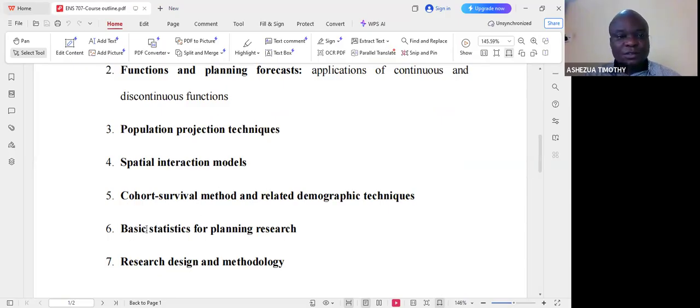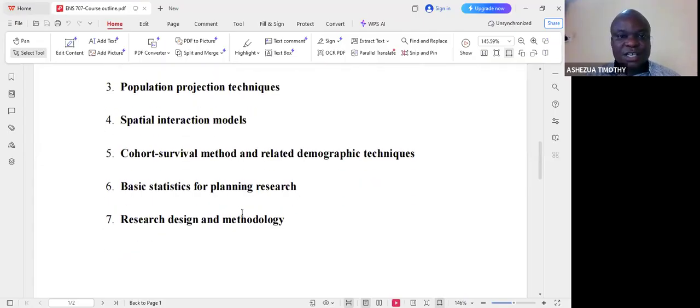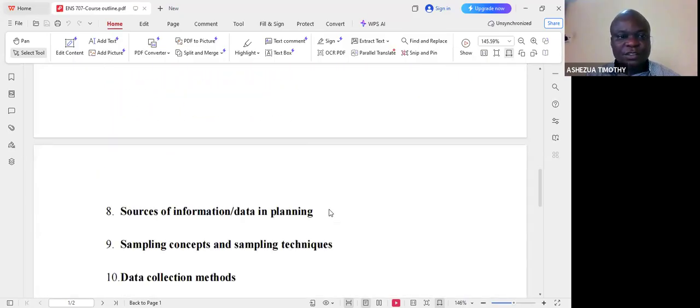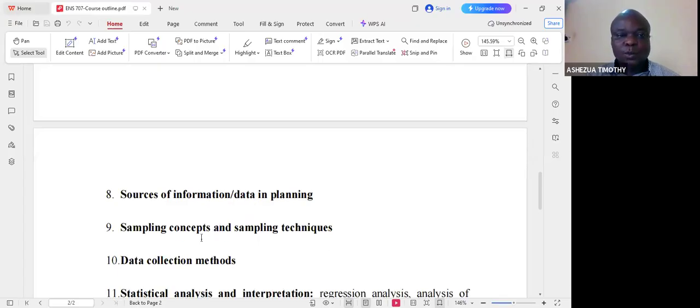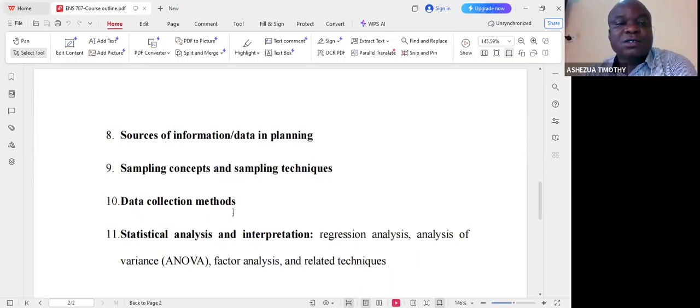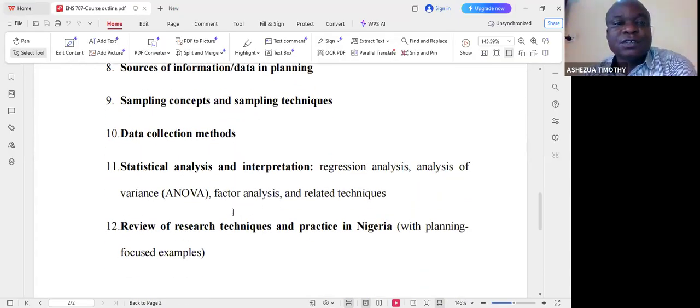Then we'll look at basic statistics for planning research. Next will be research design and methodology. Thereafter, we'll look at sources of information and data in planning. We'll proceed from there to sampling concepts and sampling techniques, the concepts and the techniques. Then we'll look at data collection methods.